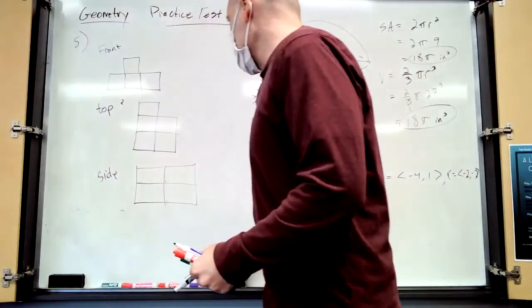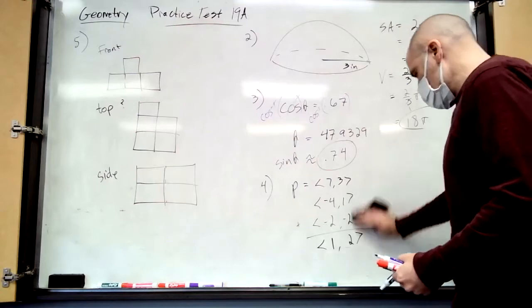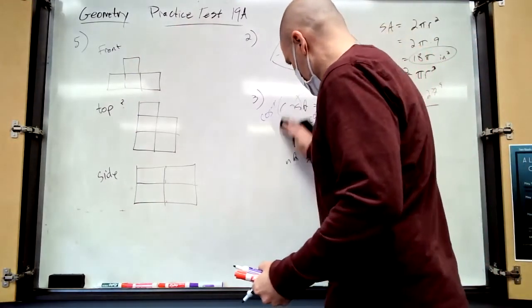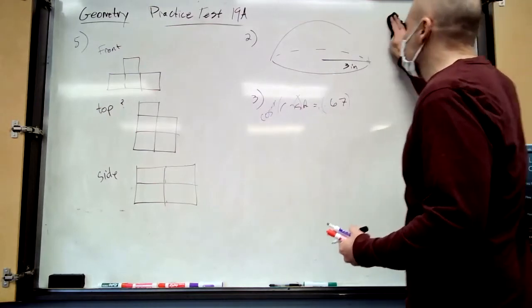All right, you guys good? Number 5? Can you draw those 3 perspectives? We can. I don't know about you guys. I can.